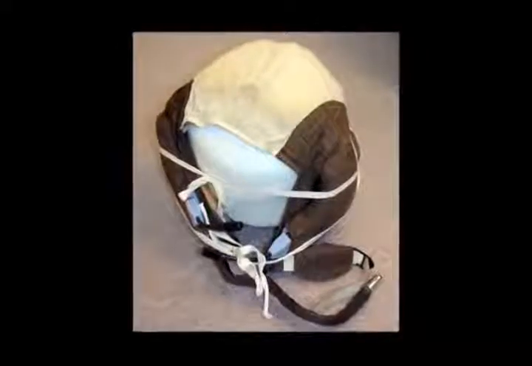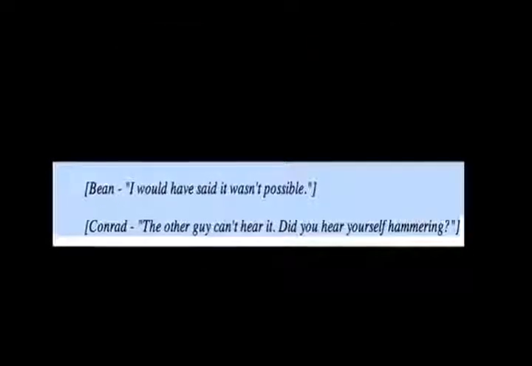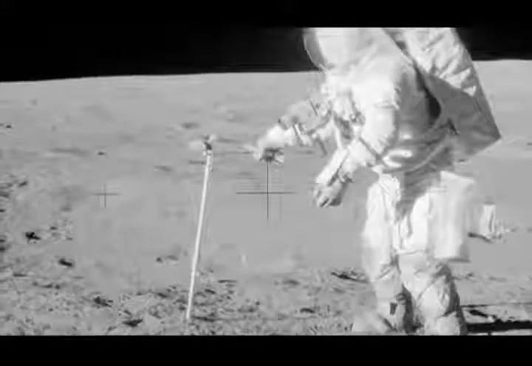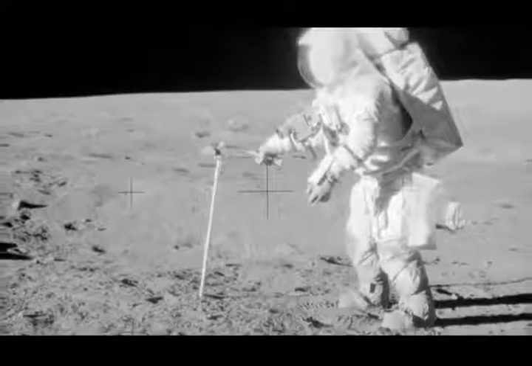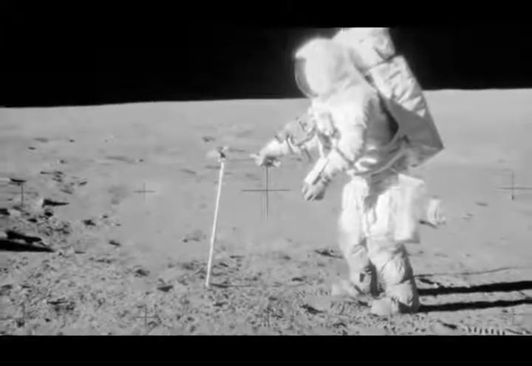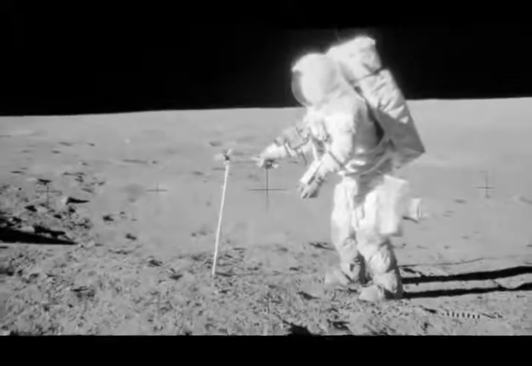If the sound is coming through Alan Bean's microphone, then like his voice, it must be transmitted directly into the headset of Pete Conrad. So his statement makes no sense. Alan Bean's statement makes a lot of sense, since it would not have been possible in a vacuum. When Bean says, "I would have said it wasn't possible," he has science on his side. And he also has NASA on his side, at least up until August 19th, 2011.